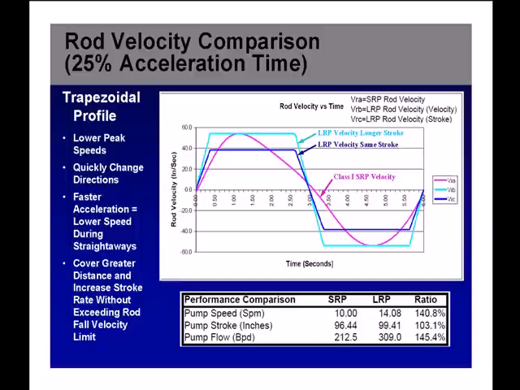So we can lower peak speeds, we can quickly change direction. By accelerating harder, we can reduce the speed in the straightaways. We can cover a greater distance and increase the stroke rate without exceeding the rod fall velocity limit.